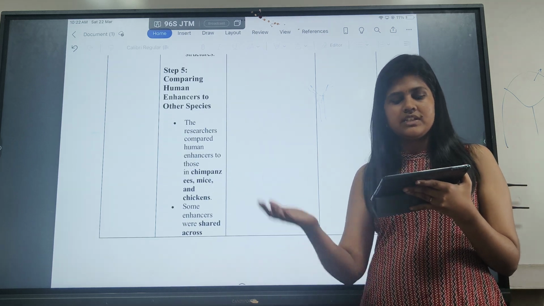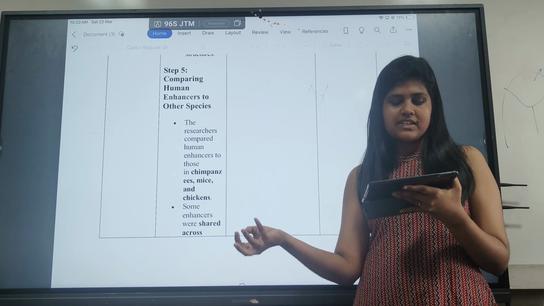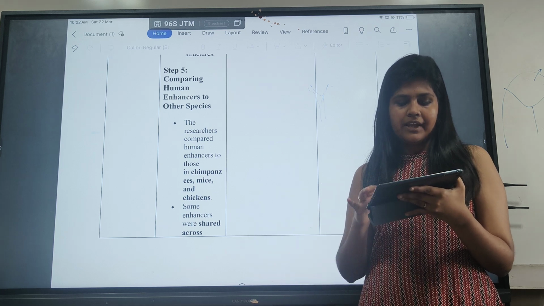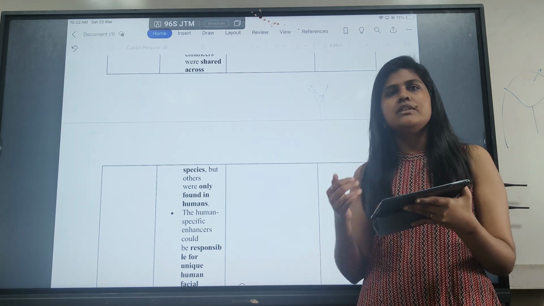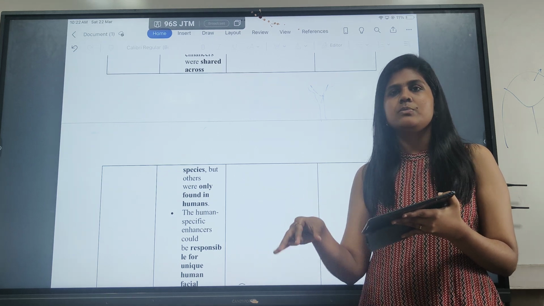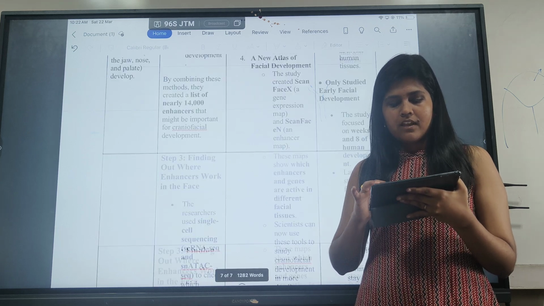So next what they did was they compared the human enhancers to other species, like the chimpanzee, mice and the chickens. Some enhancers were shared across different species but others were only found in humans. So they proved that these genes were responsible for the formation of the facial features of humans.